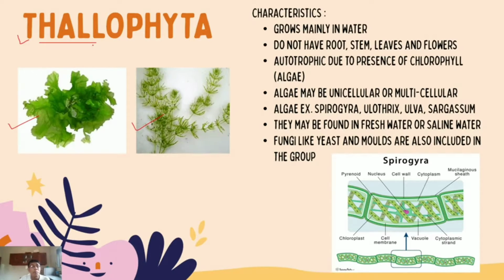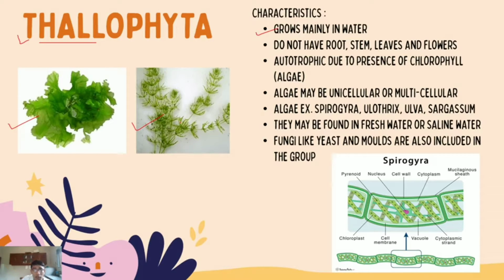These are the plants which grow mainly in water. You will find these plants growing on a layer of water. So the first characteristic is that thallophytes grow mainly in water. These plants do not have root, stem, leaves, and flowers. We have to keep in mind that thallophytes do not have flowers, root, stem, and leaves. So in this plant you are not going to see leaves, roots, or stems.